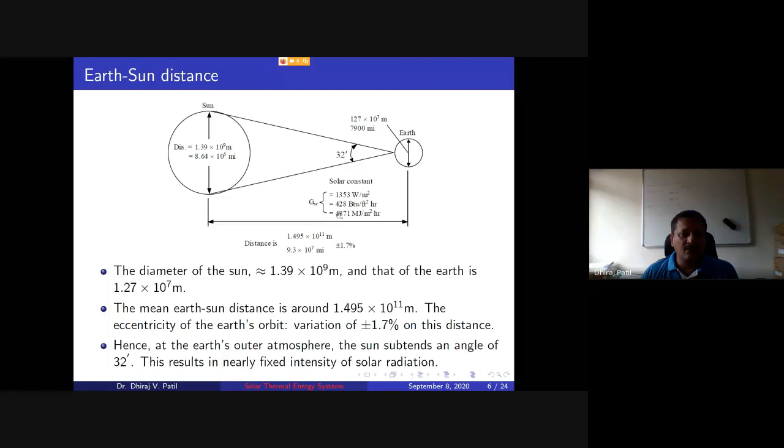On the Earth's outer atmosphere, the sun subtends an angle of 32 minutes, and because of this very, very small angle, the radiation that is reaching the Earth is almost constant, fairly constant. The intensity of the solar radiation is a fixed intensity, nearly fixed intensity.